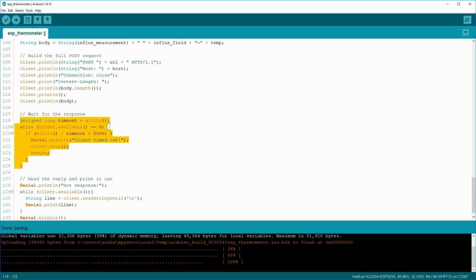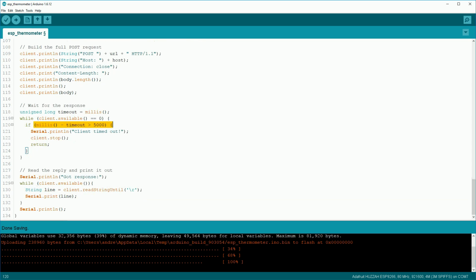Also, here's a little trick from the examples in the ESP library. You can actually have a timeout, and if it waits for more than 5 seconds, it just says it's timed out and goes back around the loop again. This means that the client won't get stuck on one bad connection or if the connection drops temporarily. Finally, for debugging purposes, we read back the HTTP response and print it to the serial console, just so we can be sure what's happening.